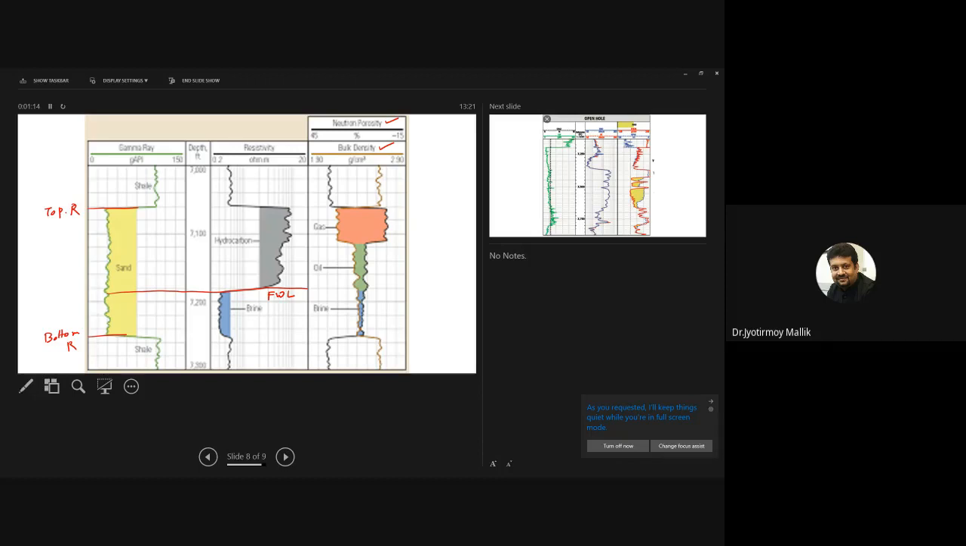You can see for neutron porosity, this is the lower end of the spectrum and this is the higher end of the spectrum. So it increases this way. And then the bulk density increases in the opposite direction. Now let us see here at the very top part. You can see that at the very top part of the hydrocarbon column, the bulk density becomes lower, and the neutron porosity also becomes lower.